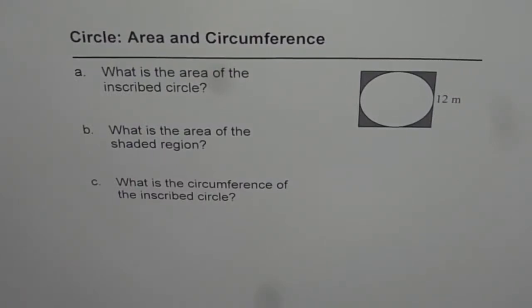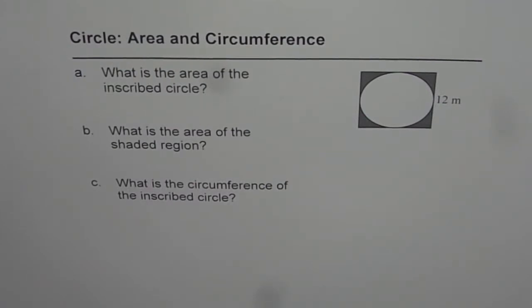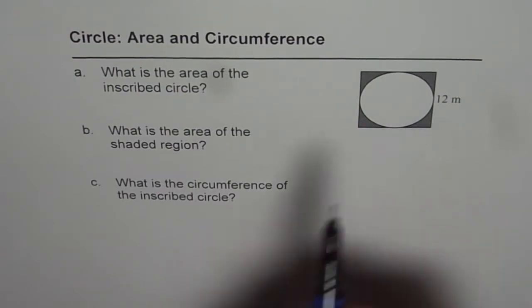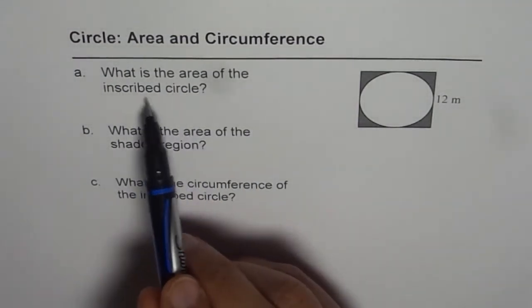Let us explore a circle inscribed inside a square. Now, inscribed means completely inside, like shown in this figure, right? Now the question here is, what is the area of the inscribed circle?